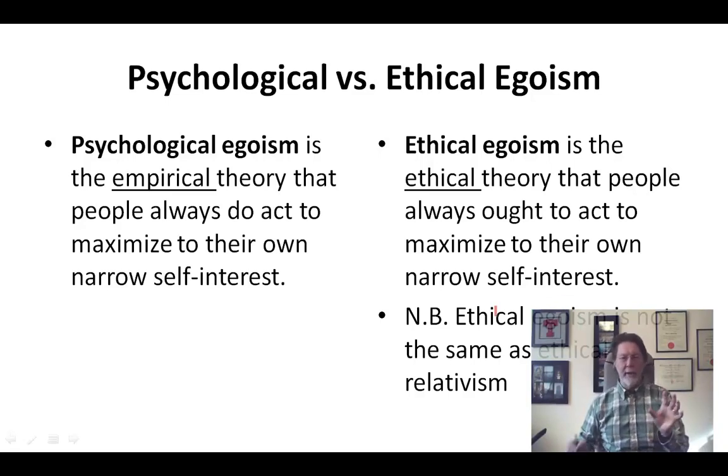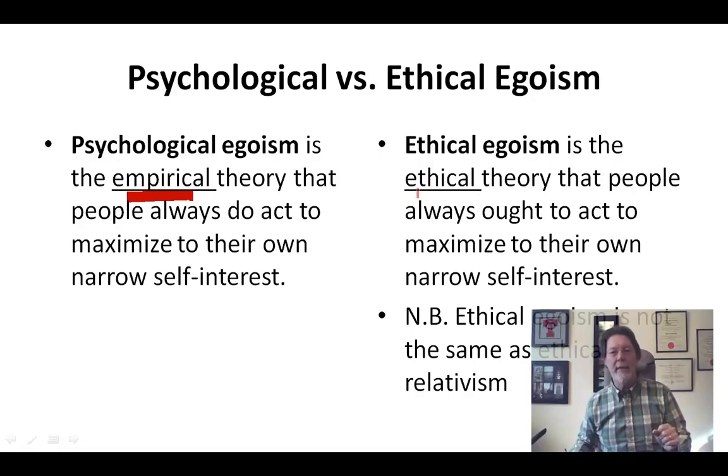Now, first you have to understand the difference between psychological and ethical egoism. Psychological egoism is an empirical theory. That's very important. It's a scientific theory and it says that people always act to maximize their own self-interest. This is the empirical theory behind modern economics. We assume that the people in the market are acting in their own self-interest, and then we show what will happen with supply and demand curves and so on. So psychological egoism is roughly the scientific theory behind scientific economics, the science of economics.